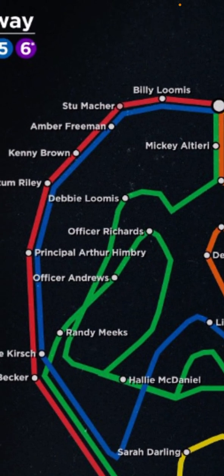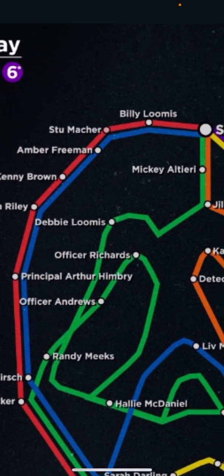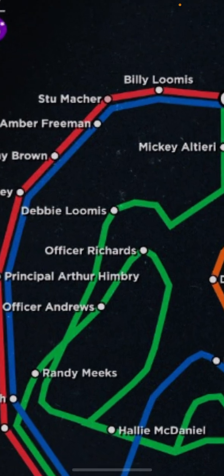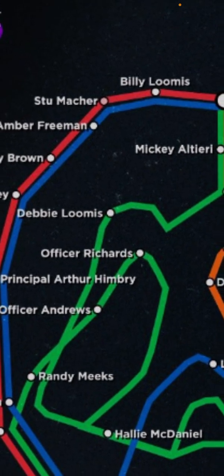But if you scroll up here next to Stu Macher's name, and if you zoom in a little bit, you'll see there's something in his circle that's red instead of white. Of course, there are going to be theories going around because of this, like what if they're trying to hint that Stu Macher is going to come back because he's alive, and that's why they did that.